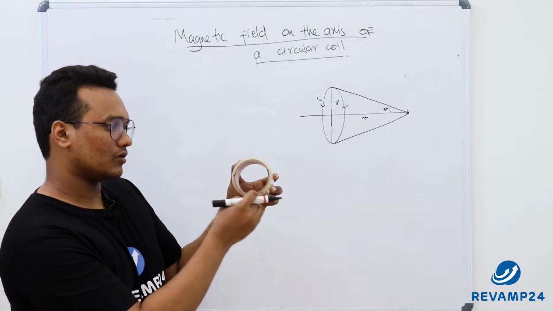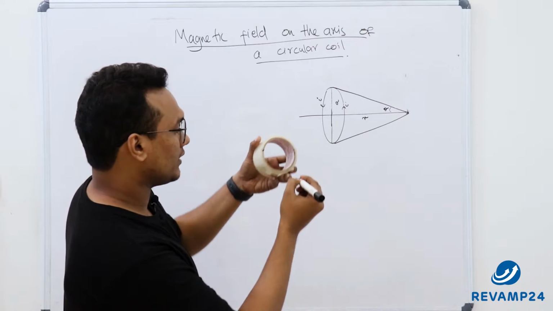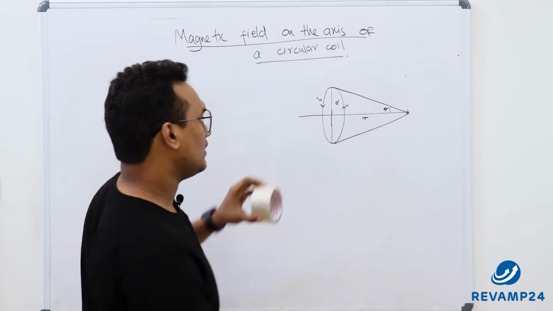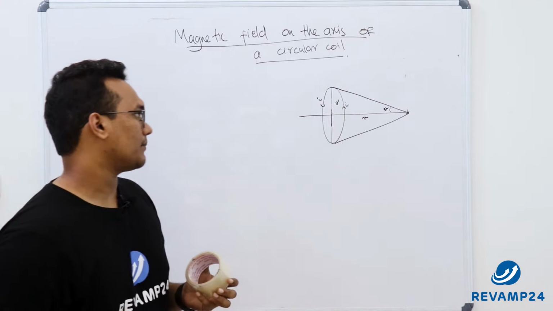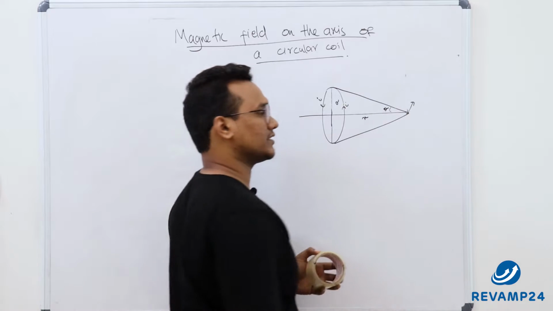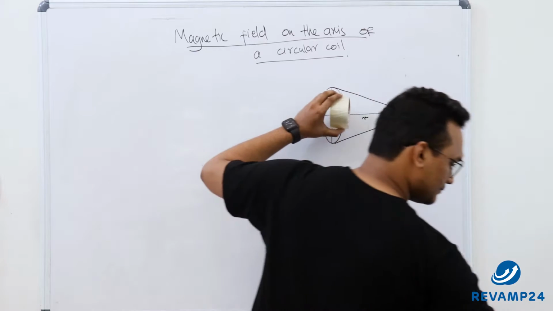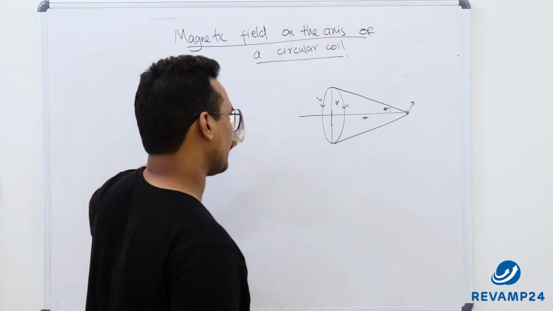Let's say the current is going in this direction. So it's downward here, it is upward here, and I am keeping it in this way. That is the picture I have drawn here. Now, I want to get the value of the magnetic field at this position. We will apply the Biot-Savart principle here.